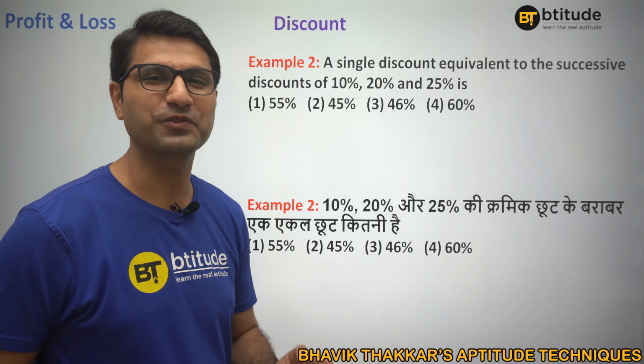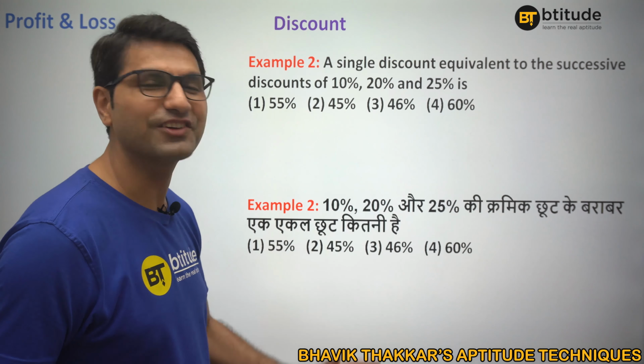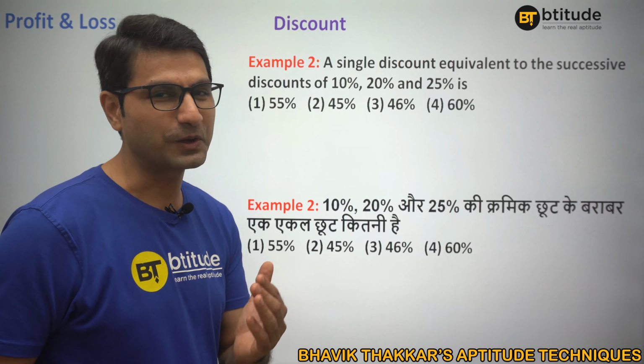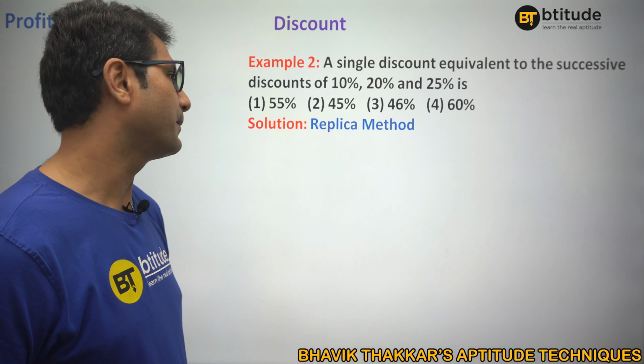Here there are 3 discounts, 3 successive discounts. So can you apply all 3 methods in this question as well? Let us check it out. You can pause the video and try to do it on your own. I am going to do it first with the replica method.